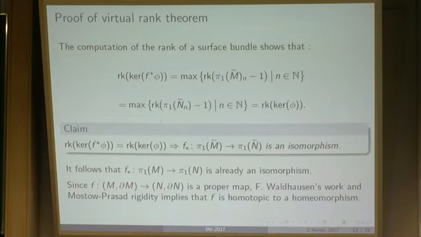And now if the genera are the same, then as I say, it's easy to show that you get an isomorphism. And then you get that it's homotopic to a homeomorphism using either Waldhausen, but here you need that you have a proper map. That's where you need to have a proper map to use Waldhausen's work. Or in the hyperbolic case, this is Mostow rigidity.